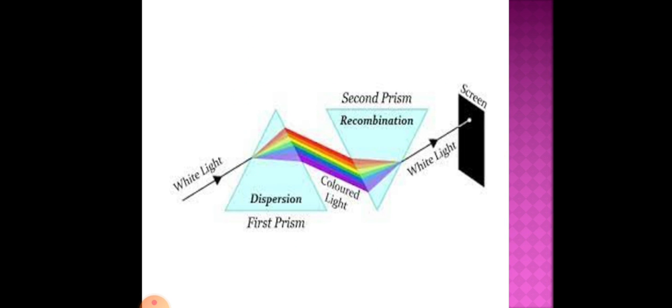Let us understand this diagrammatically. With the help of the picture, we can see there are 2 prisms, a first prism and a second prism. From the first prism, white light is dispersed into its 7 colors, and when we place the second prism in the inverted position, these 7 colors recombine to form white light again, which can be seen on the screen. That means from this experiment we can say that sunlight, our white light, is made up of 7 colors. This experiment was done by Sir Isaac Newton, clear.